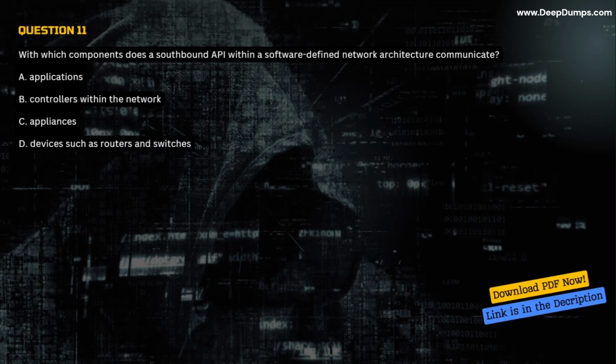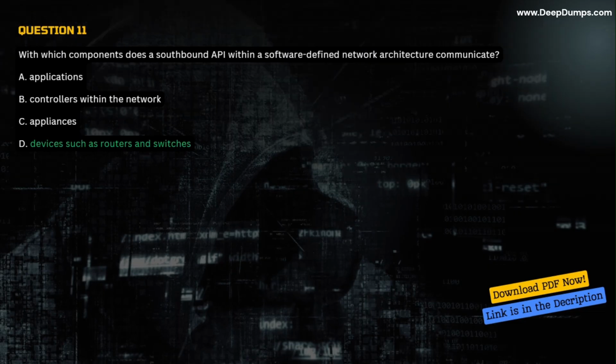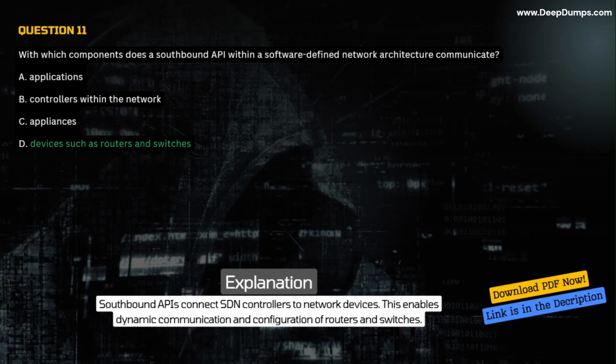Question 11. With which components does a southbound API within a software-defined network architecture communicate? A. Applications. B. Controllers within the network. C. Appliances. D. Devices such as routers and switches. Correct answer D. Devices such as routers and switches. Explanation. Southbound APIs connect SDN controllers to network devices. This enables dynamic communication and configuration of routers and switches.